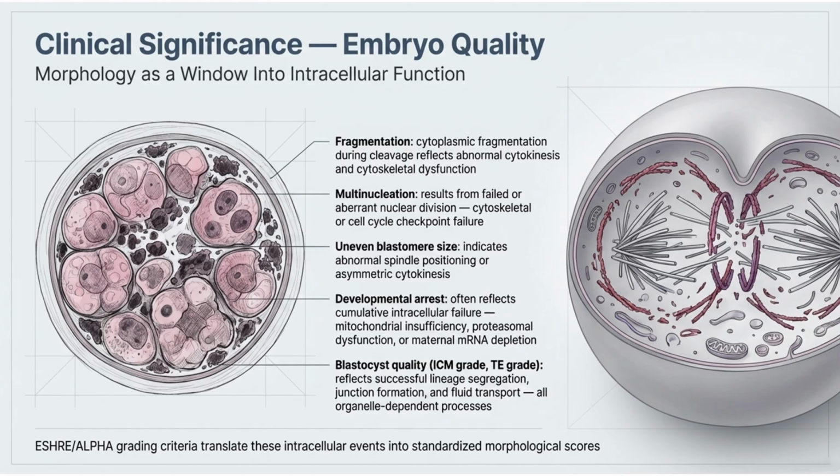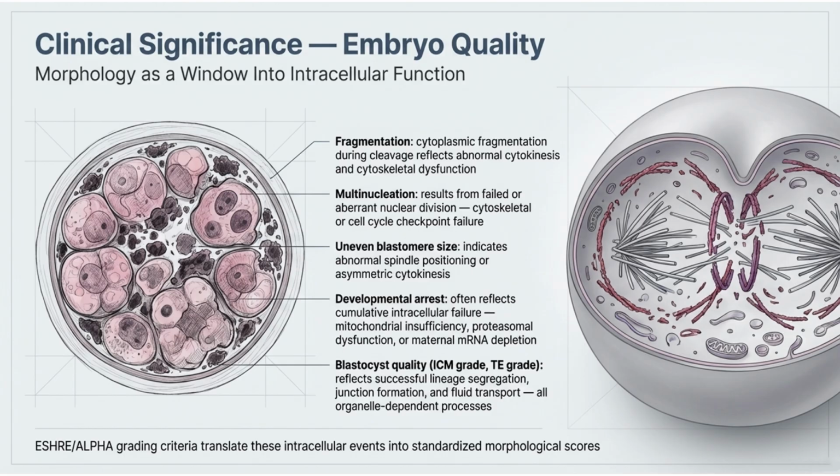Developmental arrest, the failure to progress beyond a specific developmental stage, often reflects cumulative intracellular failure. Mitochondrial insufficiency means insufficient adenosine triphosphate for energy-intensive transitions between stages. Proteasomal dysfunction prevents normal cell cycle progression by allowing accumulation of inhibitory proteins. And maternal messenger ribonucleic acid depletion removes the instructions needed to synthesize critical proteins. Arrest at the 2 to 4 cell stage in particular often implicates a failure at the maternal to embryonic transition.